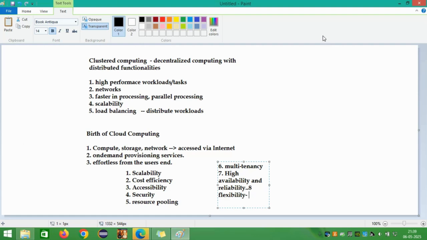So this is what cloud computing is about, and this is the brief history of how cloud computing started. In our next session, we would be diving deep into the service providers, the cloud computing models, and a few more things related to that.